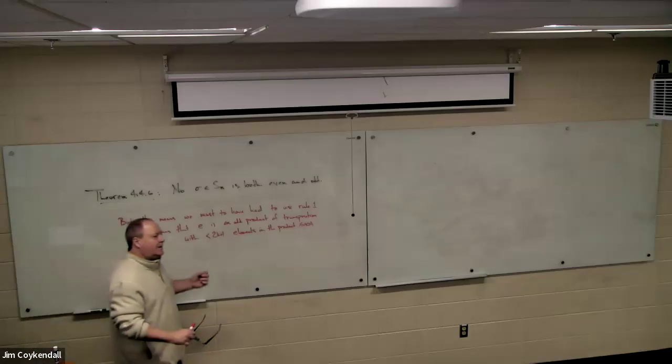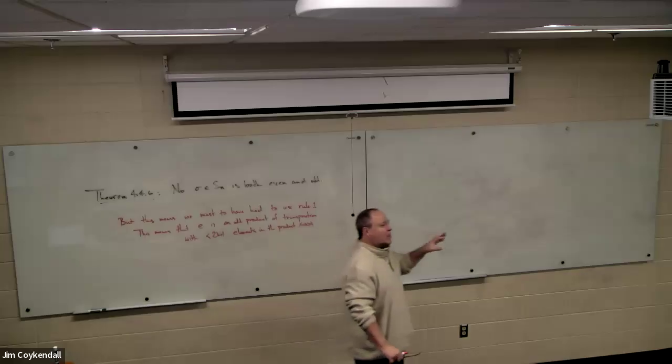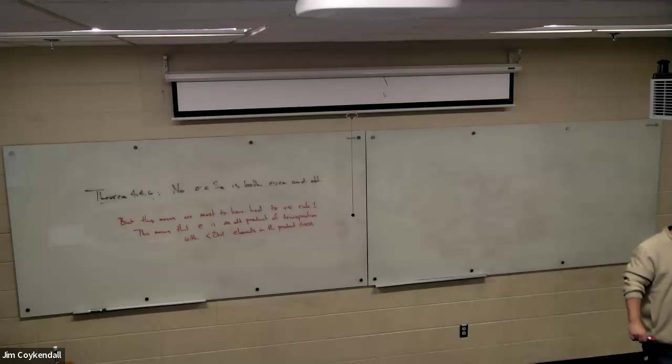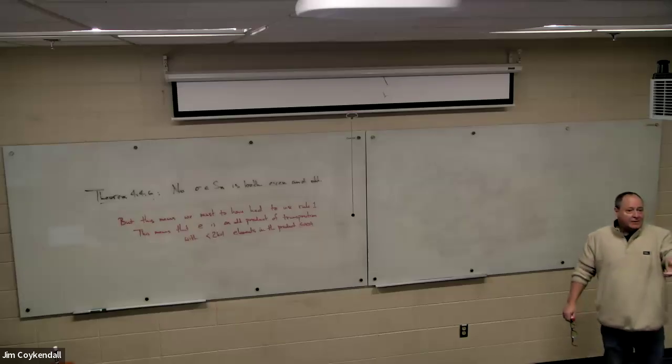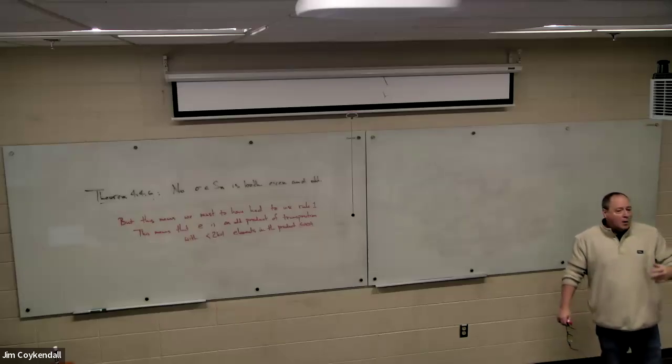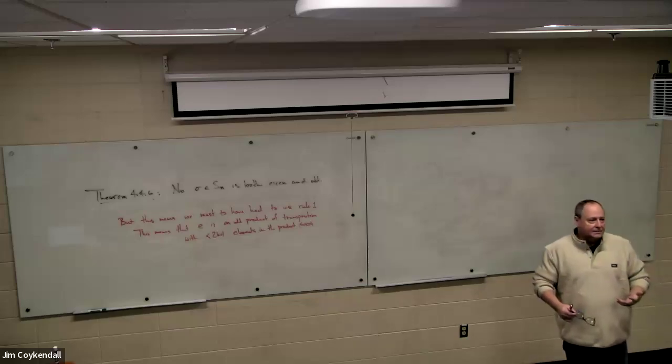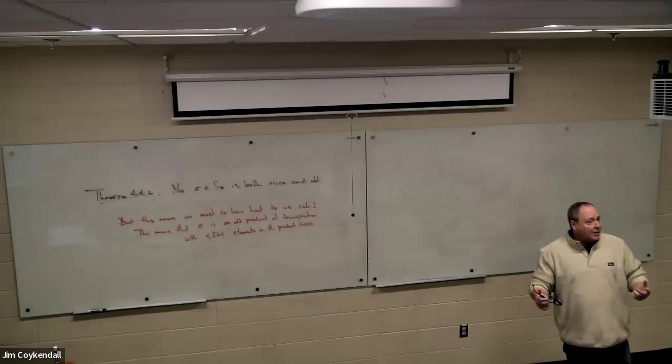What happens if I take two evens? Suppose I have sigma 1 and sigma 2, and they're both even permutations. What happens when I multiply them together? What kind of permutation do I get? Still even, right? Everybody agree with that? What happens if I take an even permutation and an odd permutation, multiply them together? What do I get? What happens if I take two odds and multiply them together?